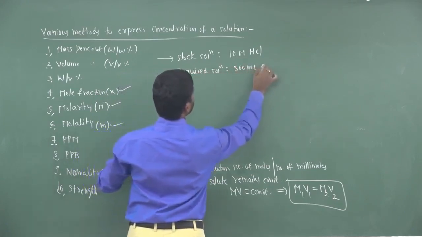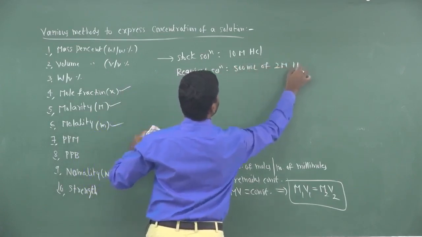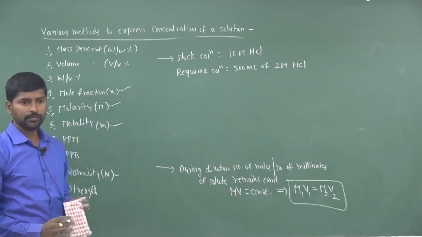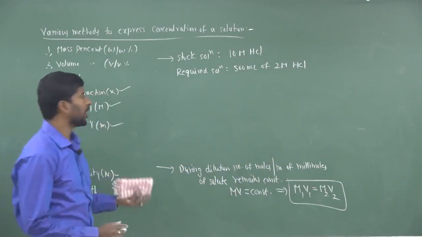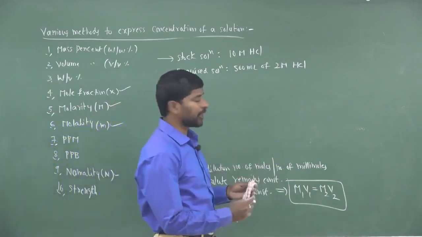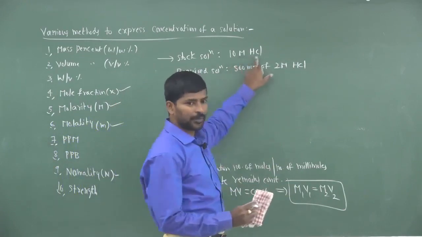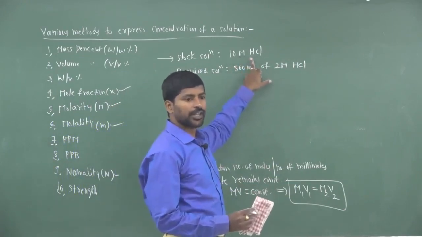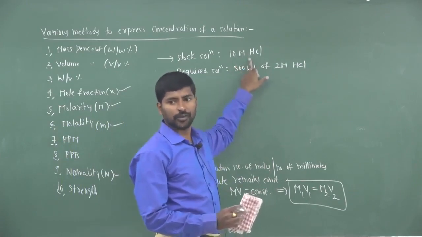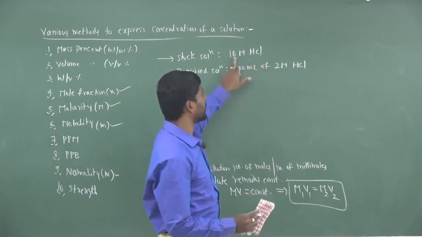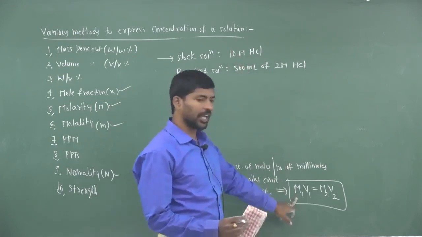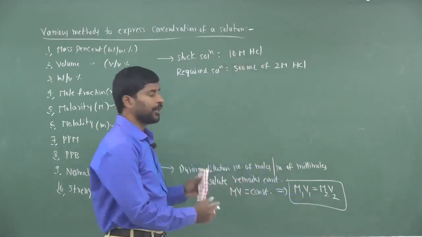500 ml of 2 M HCl is required. So what is the volume of 10 M HCl we have to take, and what is the volume of water we have to add? That we can calculate by using the dilution principle.